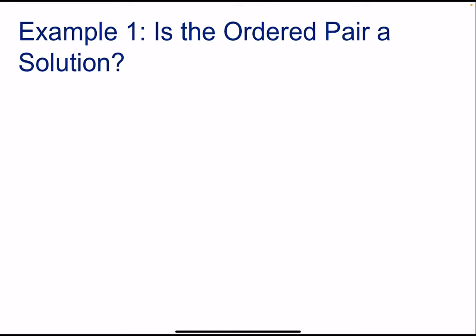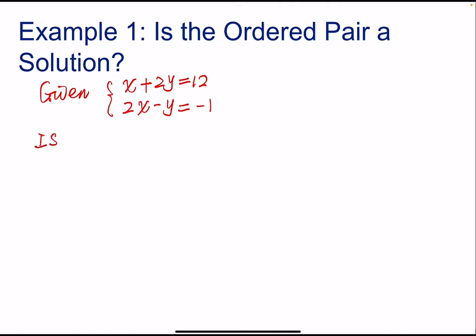All right, so let's look at how we decide if a given pair is a solution to a given system. For example, let's say we are given a linear system, x plus 2y equals 12, 2x minus y equals -1. We want to ask: is this ordered pair (0, 6) a solution?